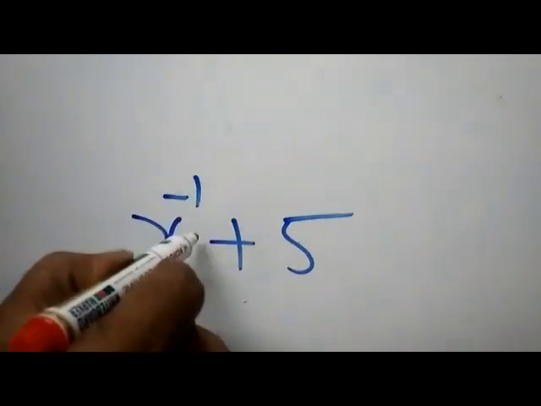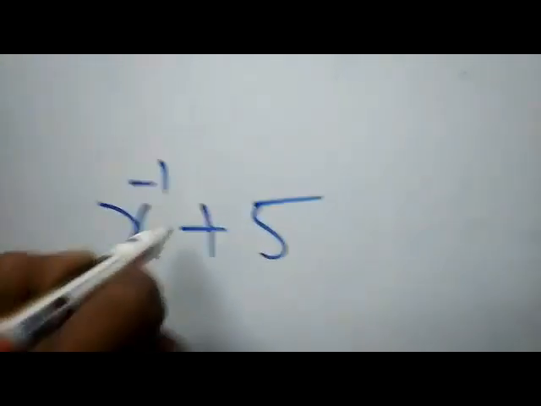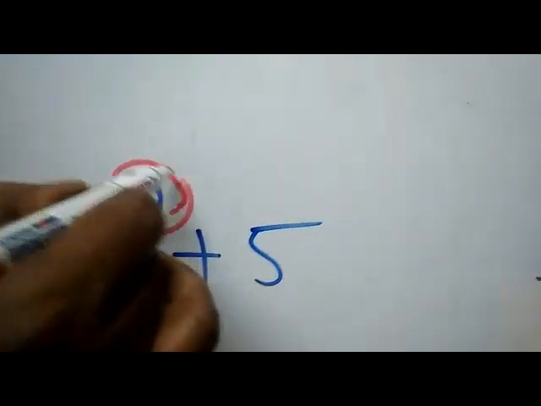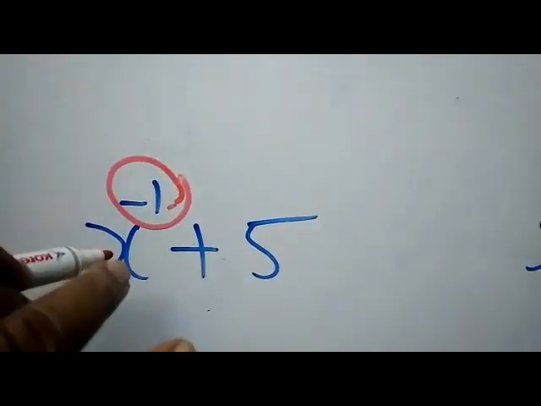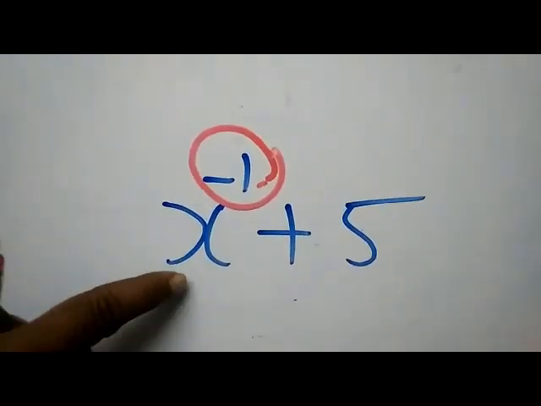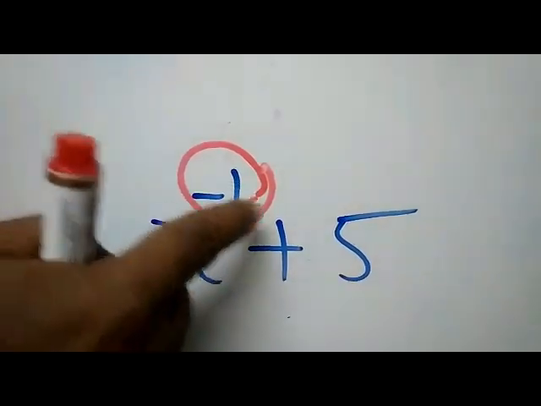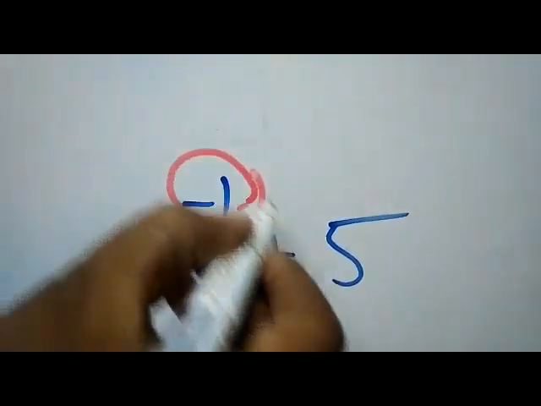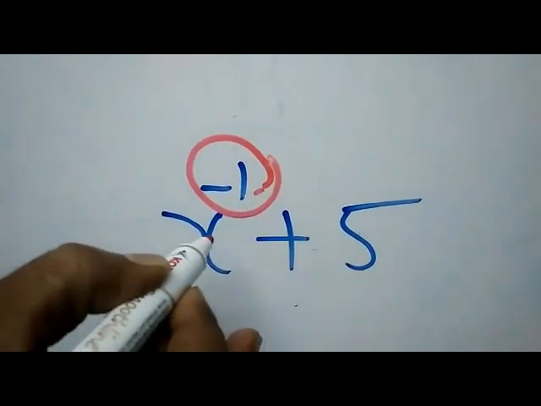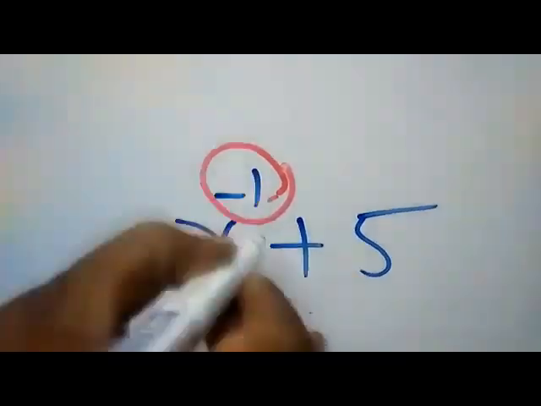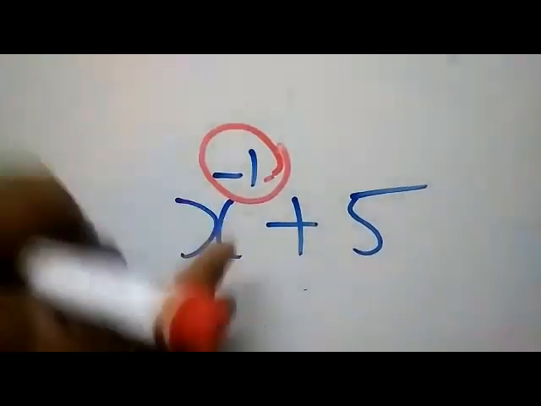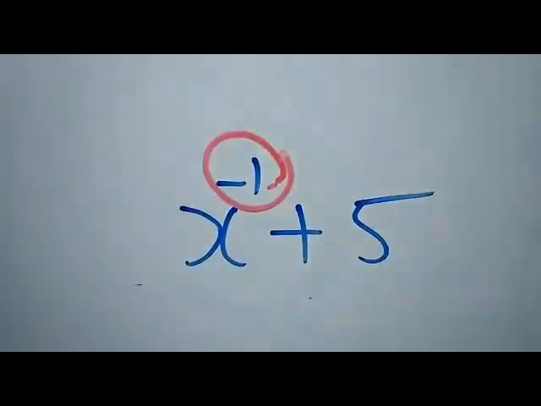Coming to this one more example. x to the power of minus 1 by 5. What is the power of the variable? Minus 1. Minus 1 is not a whole number. Here x to the power of minus 1. Minus 1 is an integer. That's why it is not a whole number. Minus 1 is a negative number. That's why it is not a polynomial.